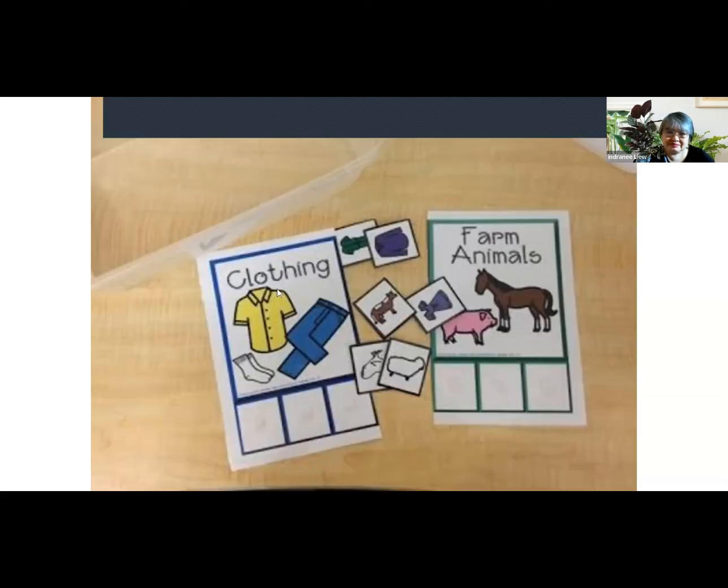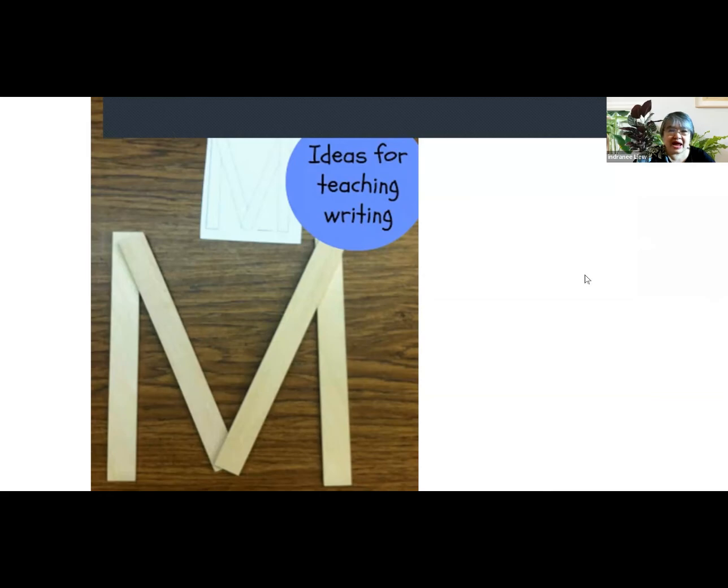Here, clothing, okay, pictures, the children, and there's Velcro, so the children will stick it on. Sorting clothing and farm animals. Okay, teaching writing. So this is the letter M. This is cardboard. You ask the children to follow.